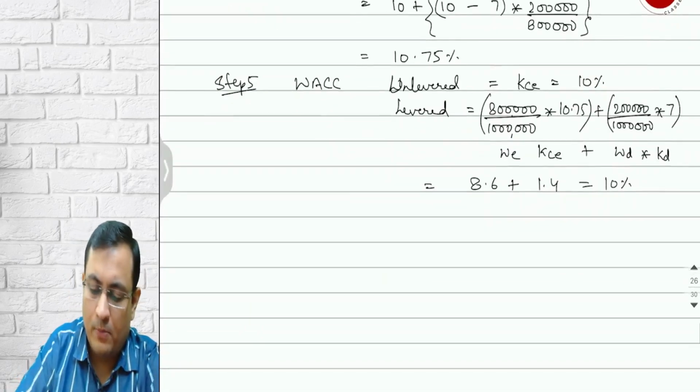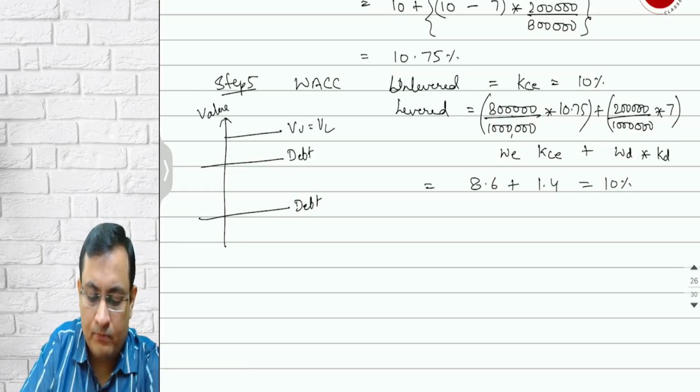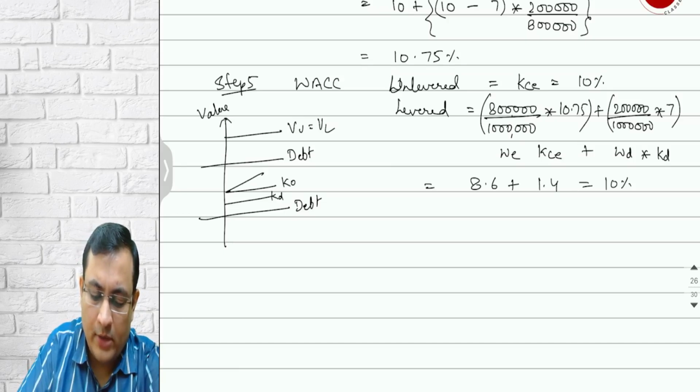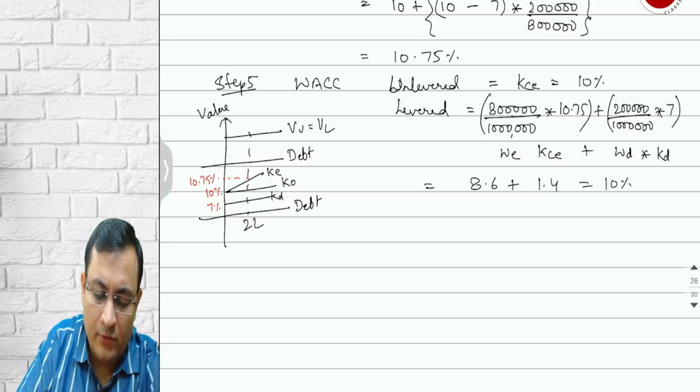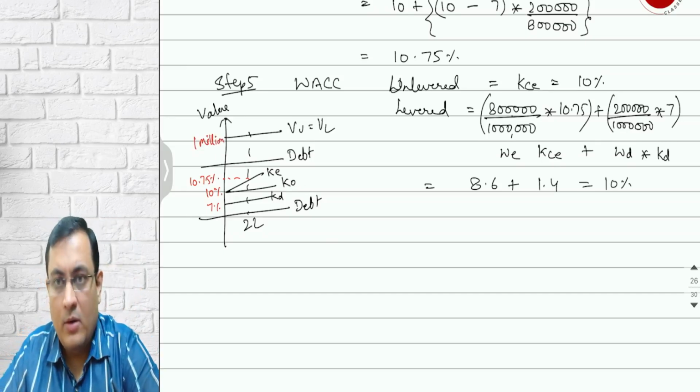So graphically, if I want to plot, it's debt against value. VU is equal to VL. This is KO, this is KD, and my cost of equity is rising at the level of 2 lakhs debt. My cost of debt is 7%, overall cost is 10%, my cost of equity is 10.75%, and my value of firm is 1,000,000. So I hope without tax is done.